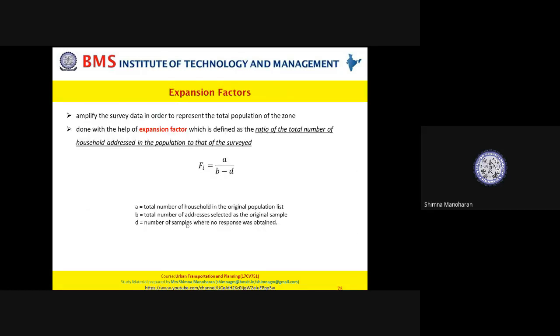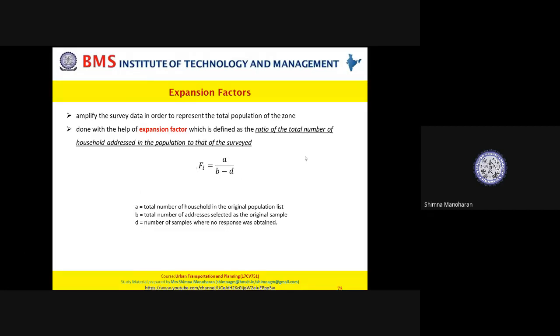Okay, so with this, we are done with the types of sampling techniques. Now we will see expansion factor. So once you get the population, you conduct the survey. That is only done for that typical sample. Now expansion factor should be used to amplify the data to represent the total population of the zone. Is that clear? So this is done with the help of an expansion factor.